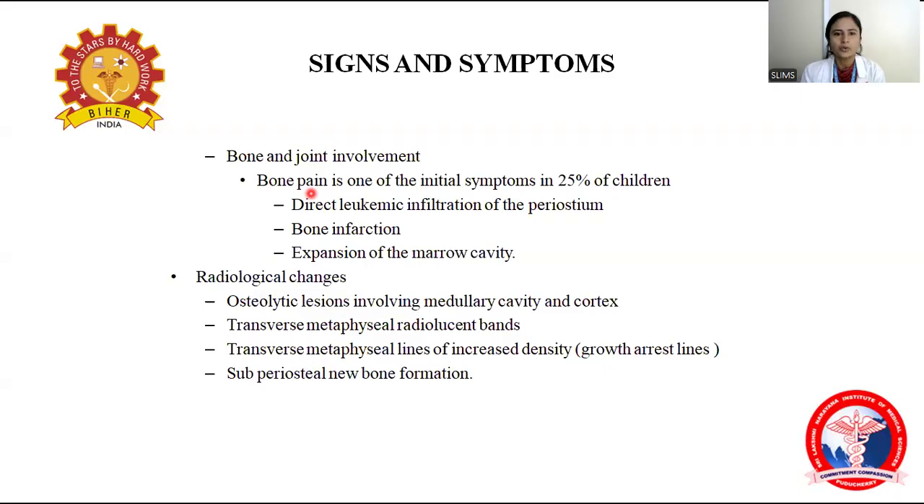So how will it be shown on radiological X-rays? They will present as osteolytic lesions involving the medullary cavity and cortex. There will be transverse metaphyseal radiolucent bands, and transverse metaphyseal lines of increased density, that is growth arrest lines. Subperiosteal new bone formation also can be seen.